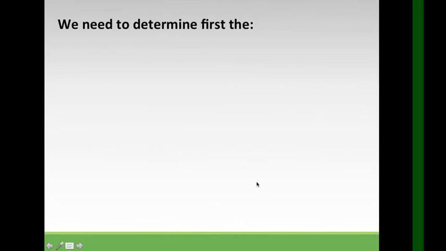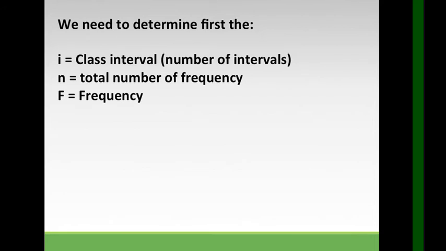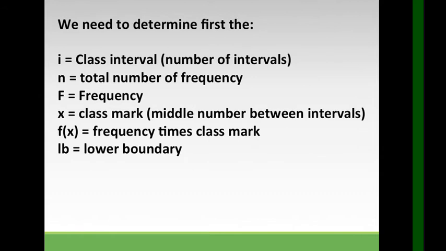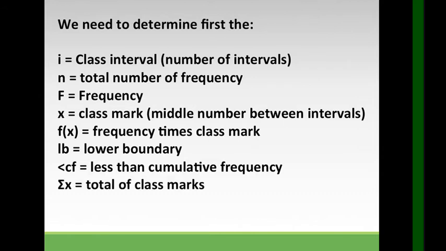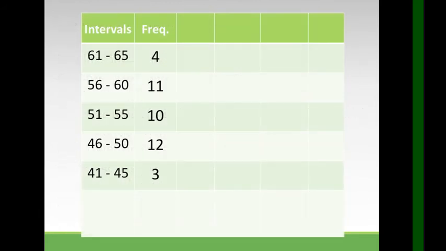So we need to determine first the following: the I, or what we call the class interval, the number of intervals, and the total number of frequency, F. X is the class mark, or the middle number between intervals. f of x is the frequency times class mark. Then the lower boundary, the less than cumulative frequency, the summation of x, or the total of class marks, and the summation of f of x, which is the sum of the product of the frequency and the class mark. To start with, we need to make a table for our given data.